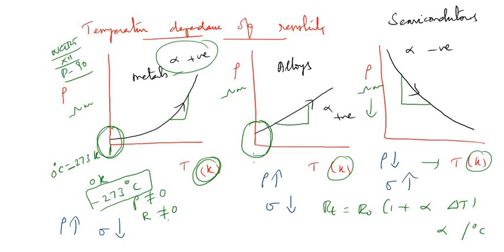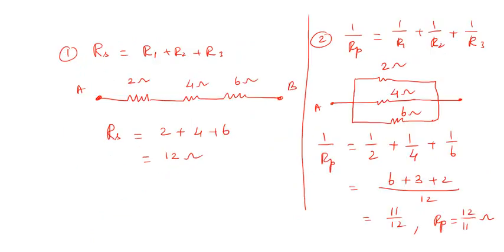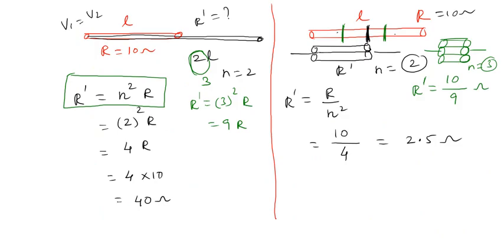So what we learned from today's class is some basic ideas about resistance and resistivity. Resistor in series formula, resistor in parallel. This is when a wire is stretched and extended. This is when a wire is cut and connected in parallel. This is resistance R equal to rho into L by A. This is temperature dependence of resistance. And then some examples for resistor in series and parallel we discussed.